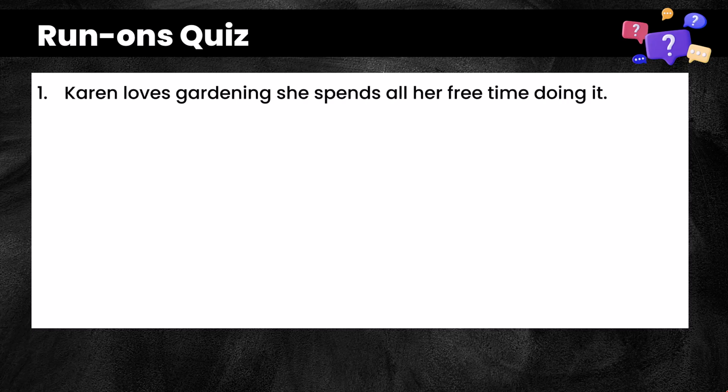It's time for a quiz. There are 5 sentences in total. And first you must identify the run-on sentences and then correct them using any of the methods I taught you. Let's begin. Number 1. Karen loves gardening. She spends all her free time doing it.